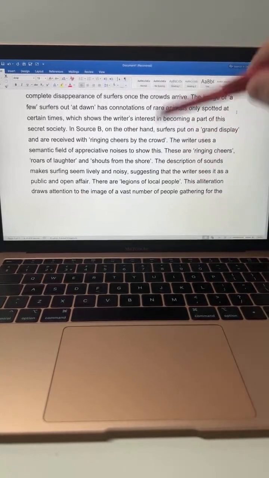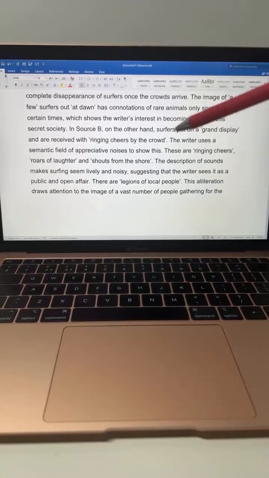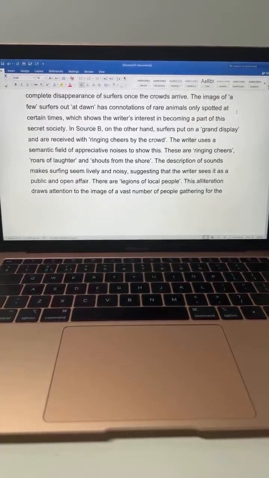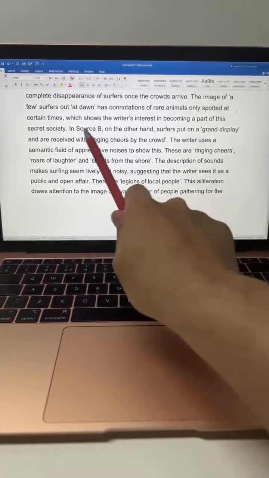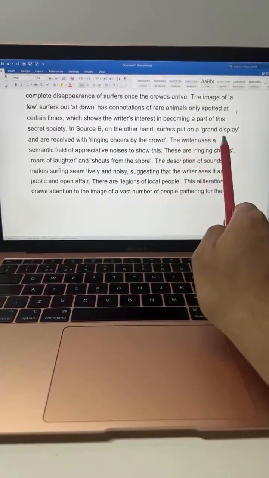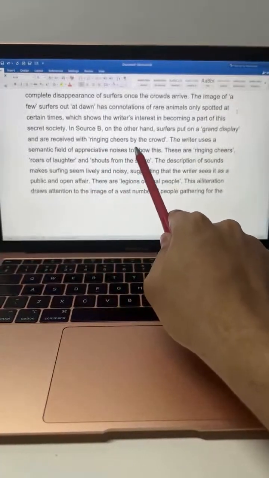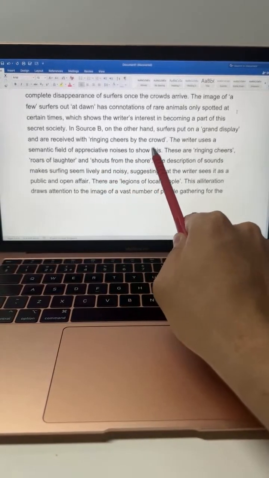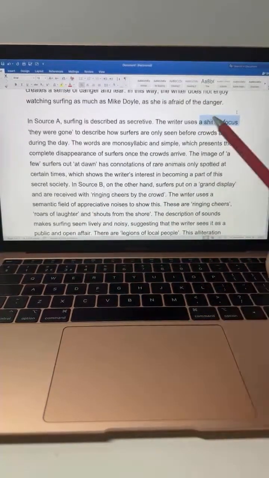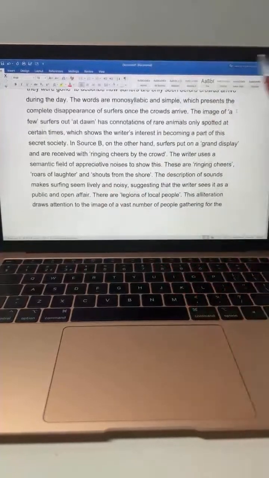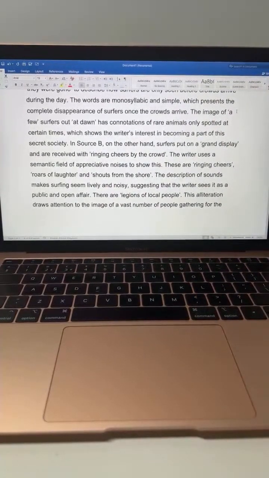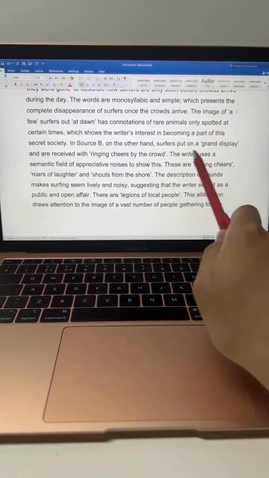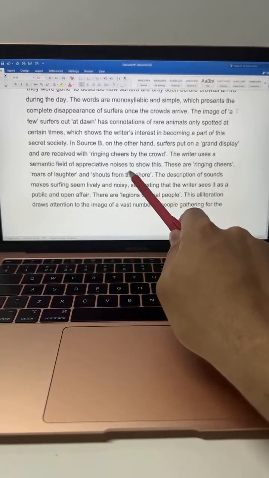So, connotations is something you can look at. Look at a particular word and look at the connotations of that word as well. What does that word imply? What can you infer from that word? And why has the writer used this particular word? In Source B, on the other hand, surfers put on a grand display and are received with ringing cheers by the crowd. The writer uses a semantic field of appreciative noises to show this. Notice how this grade 9 answer focuses on structure and language. Remember for tomorrow, please make sure you look at structure and language.